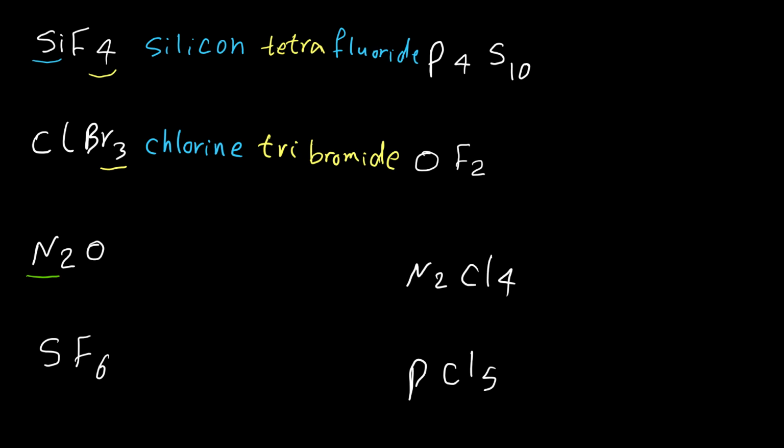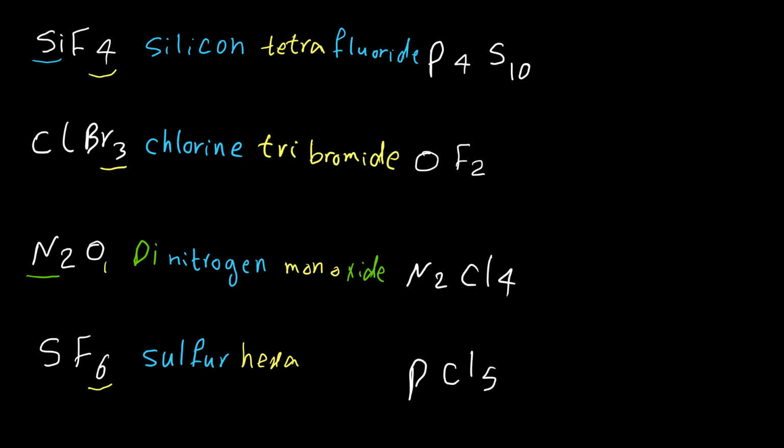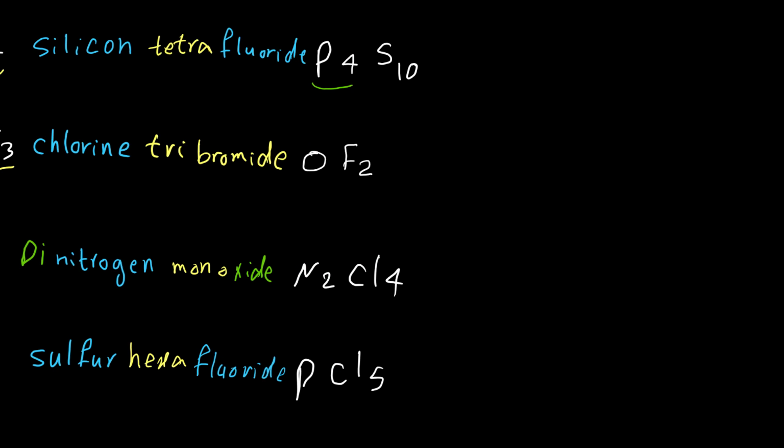Next, we have 2 nitrogen here. So we need to mention how many nitrogen we have. Dinitrogen. And we have only 1 oxygen. Monoxide. Sulfur. We have 6 fluorine, so hexafluoride. Here we have 4 phosphorus, and we have 10 sulfide, so decasulfide.